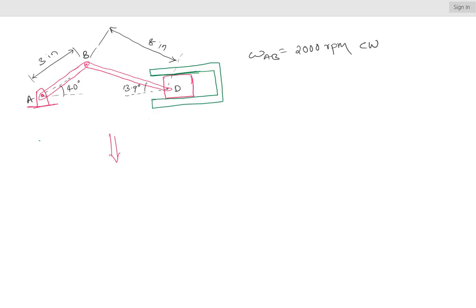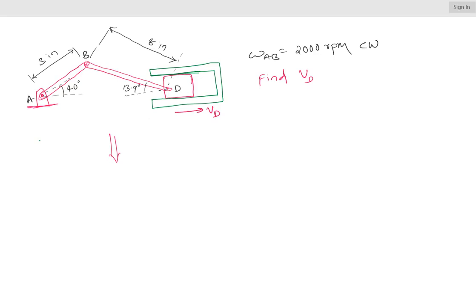Okay, so the next problem looks something like this. There's a pin joint to which an arm is attached, and another arm is attached to a piston, which makes this back and forth motion in the cylinder. What is given is the angular velocity of AB, this arm, is 2000 RPM. We need to find VD. Obviously, this is the direction of VD.